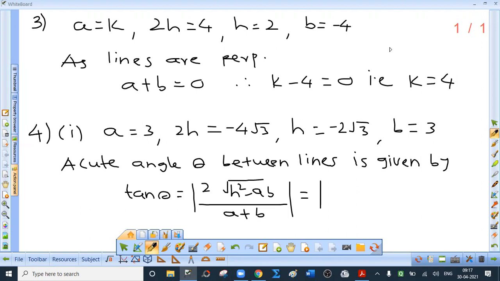Now you have to write acute angle theta between lines is given by. Now many students find this part separately. That is also correct. But here I have directly written the values. So 2 into. Now I will directly write h square. Otherwise what happens? Many students write h square as negative only. No. If h is minus 2 root 3, what is h square? It is nothing but 12. So 12 minus AB. So minus 3 into 3. Okay. Upon A plus B. That is 3 plus 3.